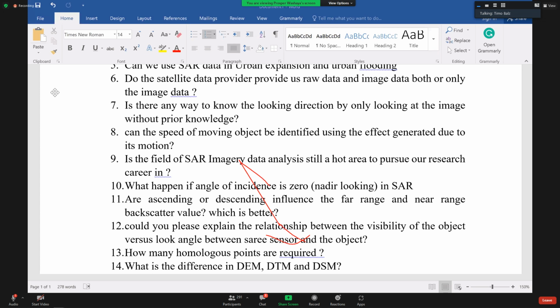Ascending or descending influence the far range and near range backscatter value, which is better? No. Right, you're just looking from a different direction. That does not really influence the far range or near range backscattering value. Also, there is no better. They are just different.